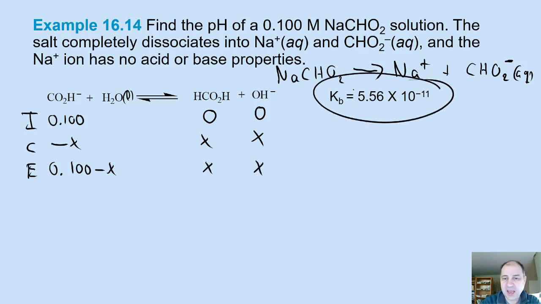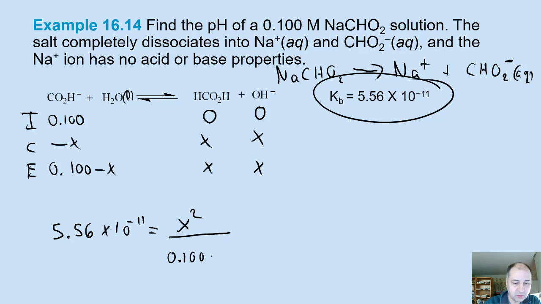We already determined Kb, so I can plug that straight into the equilibrium constant formula. 5.56 times 10 to the minus 11 equals x squared divided by 0.100 minus x. I'm going to make my assumption, as always, that x is very small. Good assumption, right? We have a 0.1 molar solution, which is not high, but it's not low either. Anyway, we're going to make this assumption and then test it.